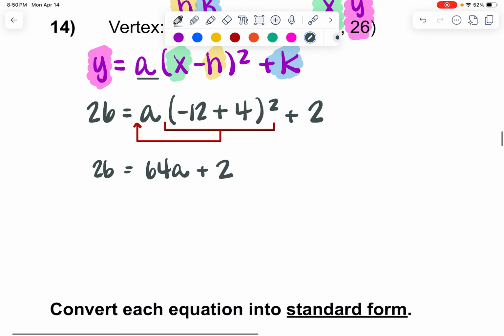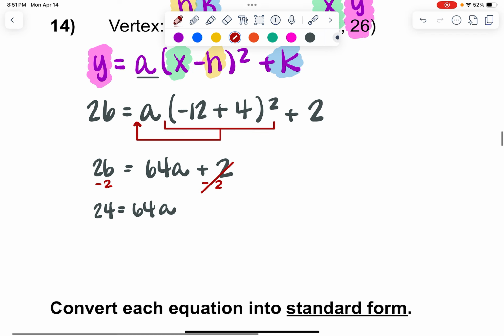And then what do you know? We're down to a basic little two-step algebra equation. Sorry, don't mind my stuffiness. We're going to subtract the 2, and that's going to give us 24 equals 64a. And then, of course, we're going to divide by 64 on both sides to cancel out the 64. And that is going to give us a equals 2/3.